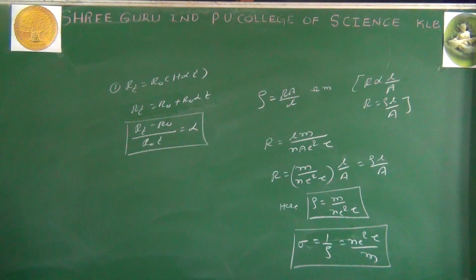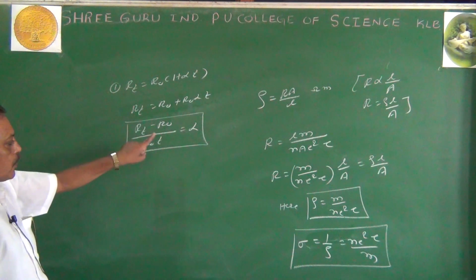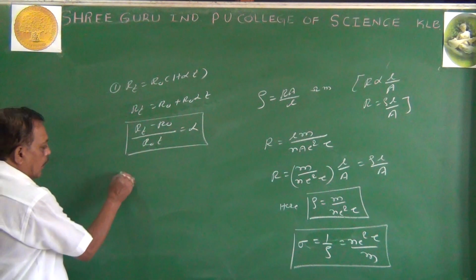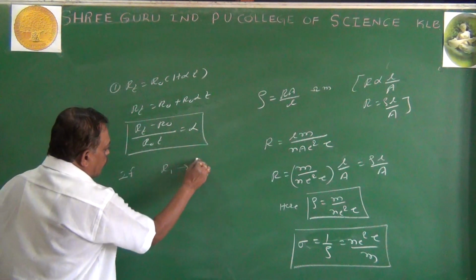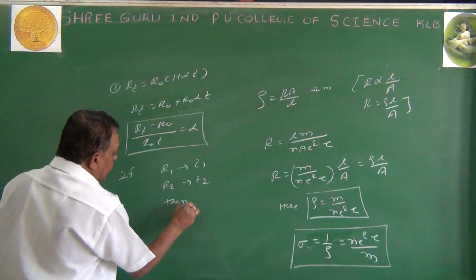So by knowing the temperature T, the reference resistance R0, and the variation of the resistance with respect to temperature, we can calculate alpha. If there are two resistances, R1 corresponding to T1 and R2 corresponding to T2, then alpha.